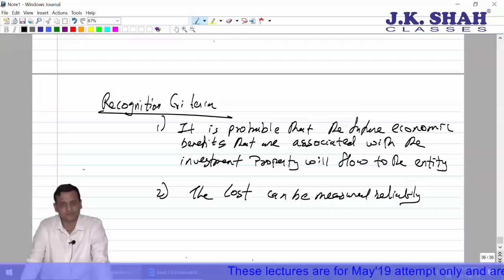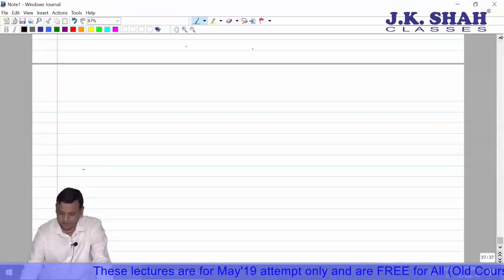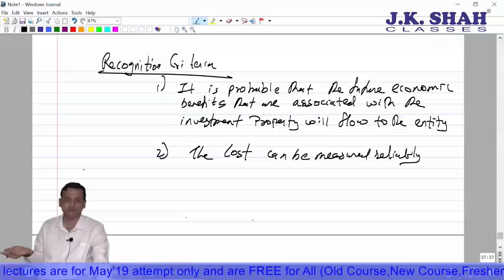See, I am going on the same principles of IND AS 16. That's why we have done these two standards together, so that whatever you have learned under IND AS 16, the same thing is to be repeated here majority of the times.